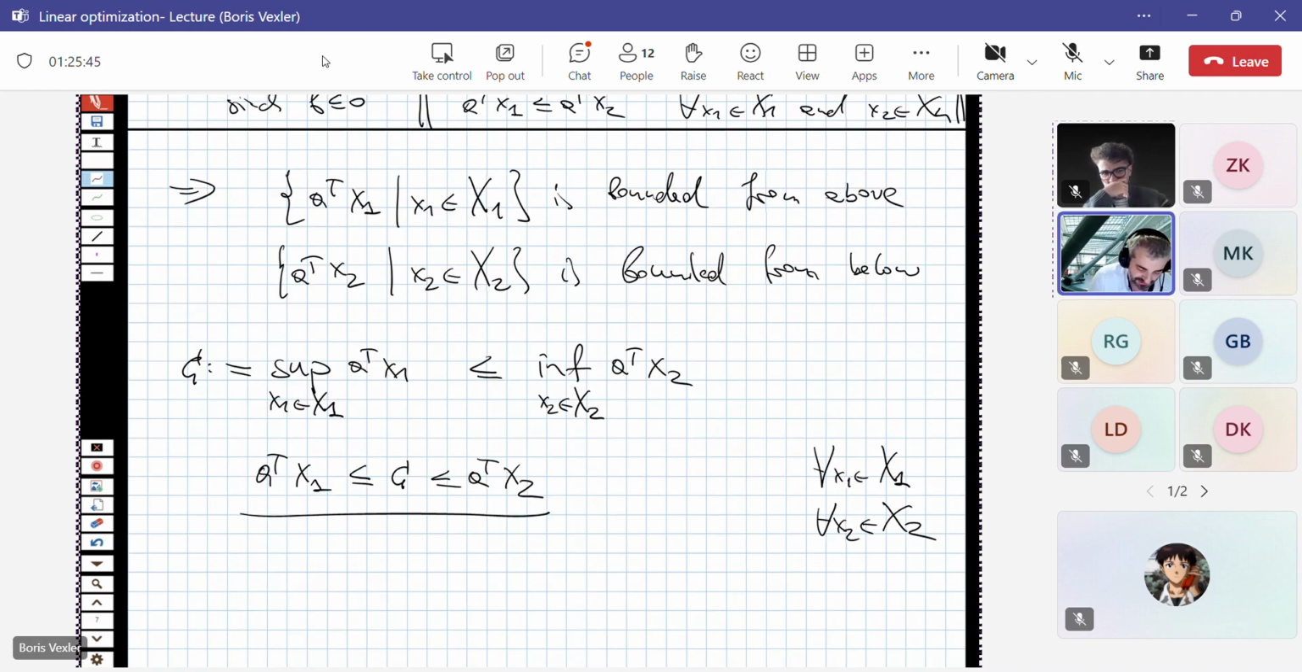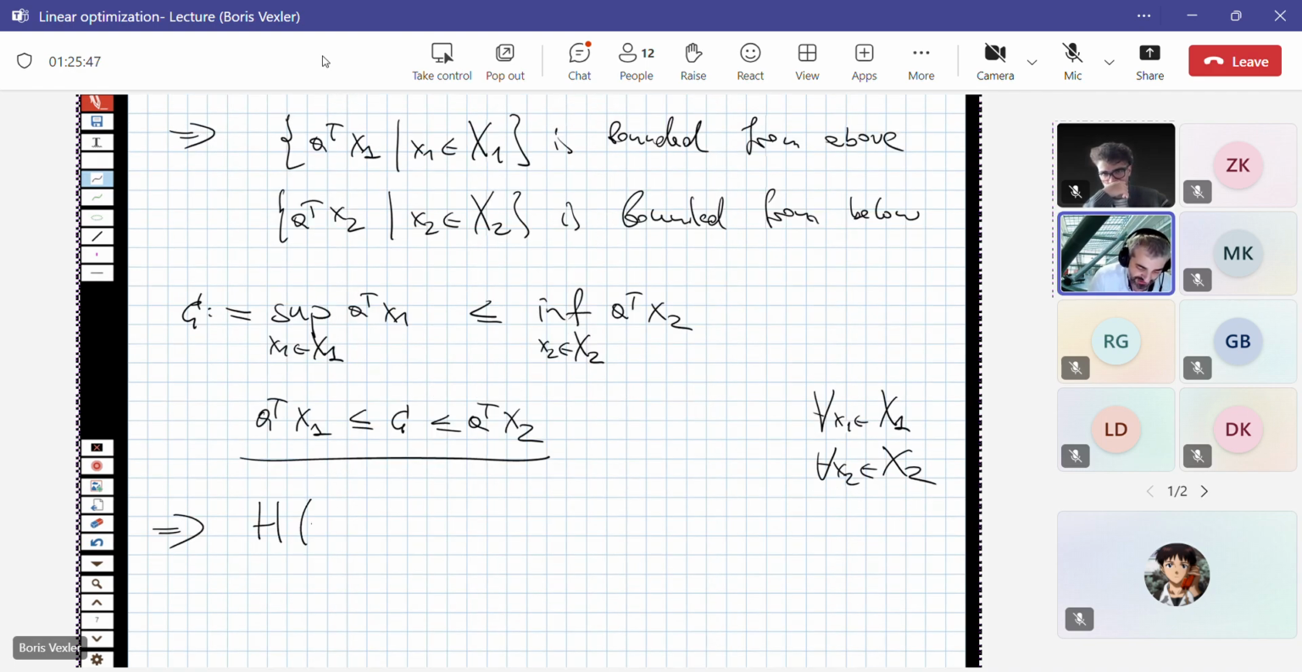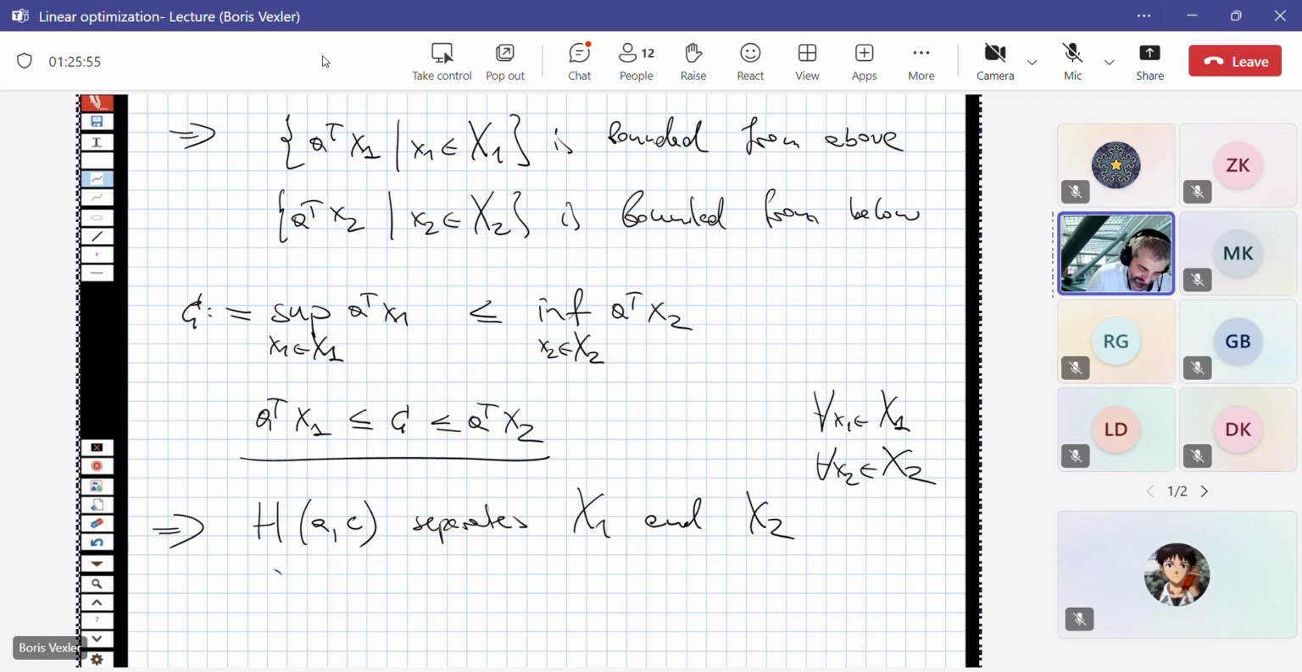Yes, this means that the hyperplane H(a, C) separates x1 and x2, since x1 is in H less or equal (a, C) and x2 is in H larger or equal (a, C), and we are done.